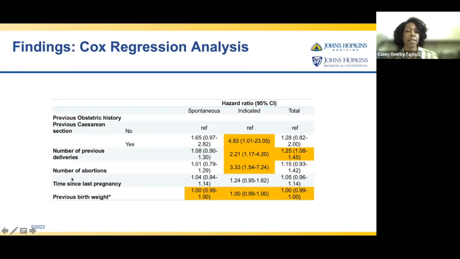And then looking at the obstetric history, for all 3 models, previous birth weight was a significant risk factor. And then for indicated, the number of previous deliveries, number of abortions, and having a previous cesarean section led to higher risk.